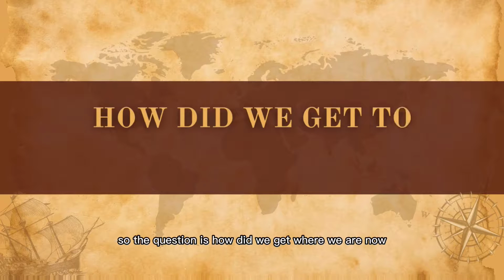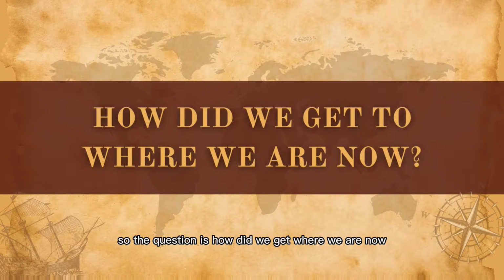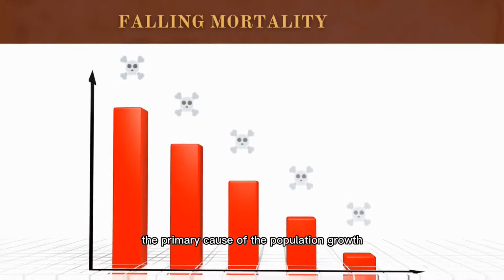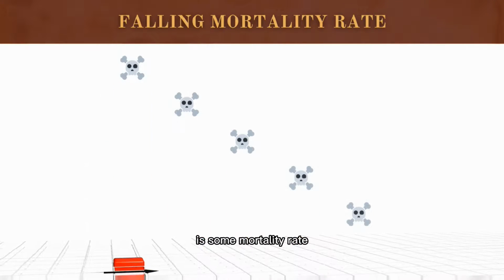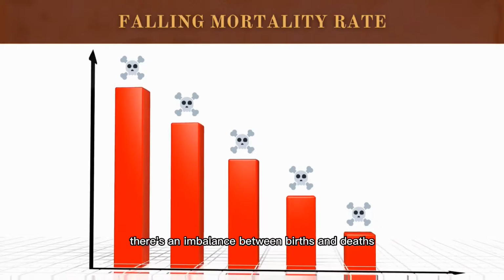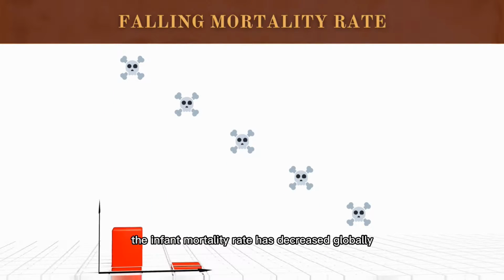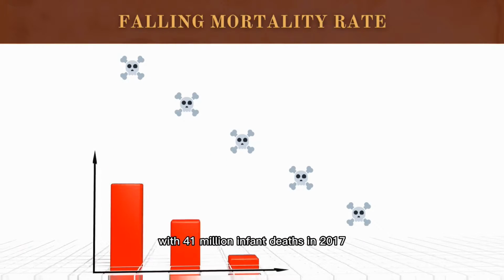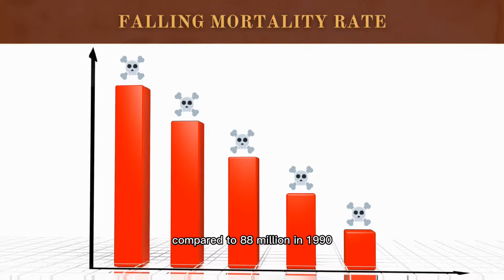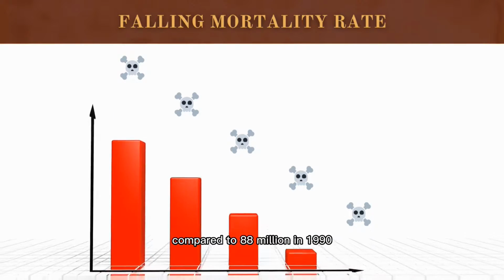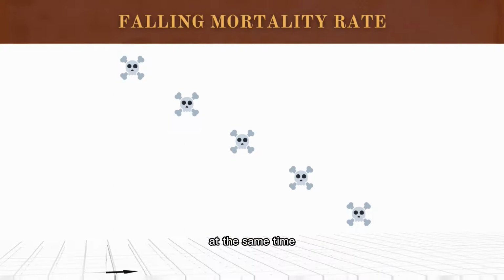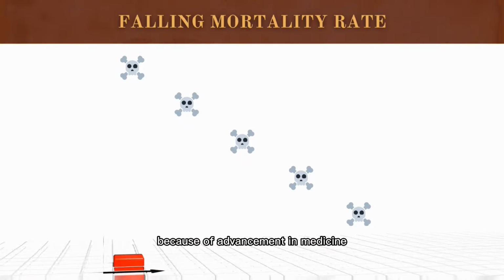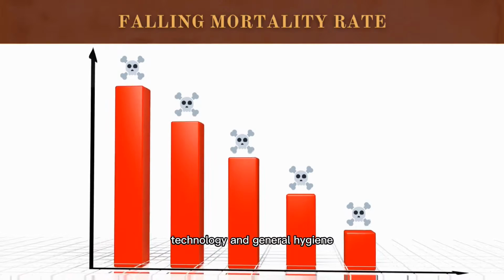So the question is, how did we get where we are now? The primary cause of the population growth is the mortality rate. There's an imbalance between births and deaths. The infant mortality rate has decreased globally, with 4.1 million infant deaths in 2017 compared to 8.8 million in 1990. At the same time, lifespans are increasing around the world because of advancement in medicine, technology, and general hygiene.